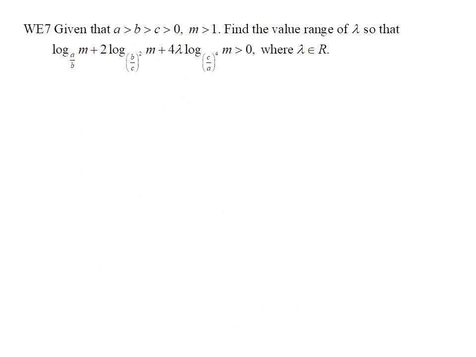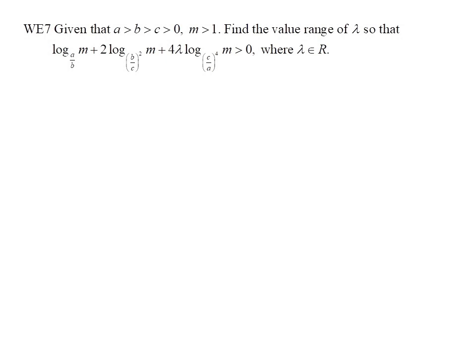The given criteria in example 7 are that a is greater than b and b is greater than c, which is greater than 0. Here m is greater than 1. The question is to find the value range of λ so that the logarithm base (a over b) of m plus 2 times logarithm base (b over c) squared of m plus 4λ times logarithm base (c over b) to the fourth of m is greater than 0, where λ is a real number.